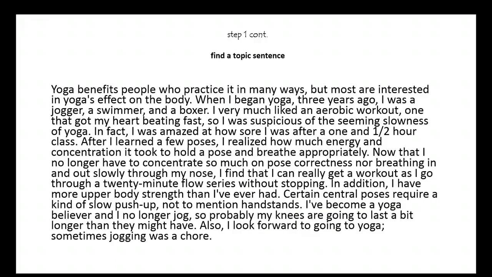So here's a paragraph about yoga. You can pause and read it, figure out, is there a topic sentence? Okay, I did find a topic sentence. It's the first sentence.